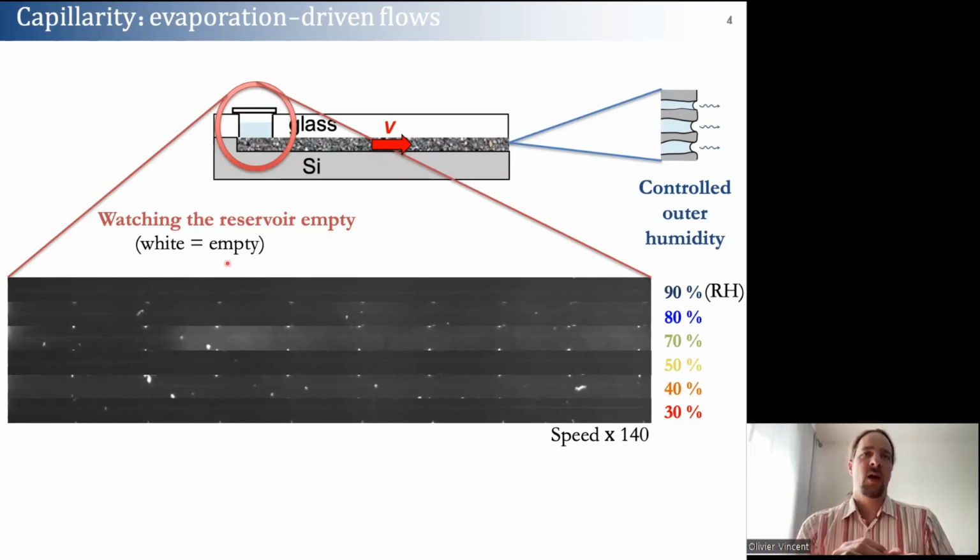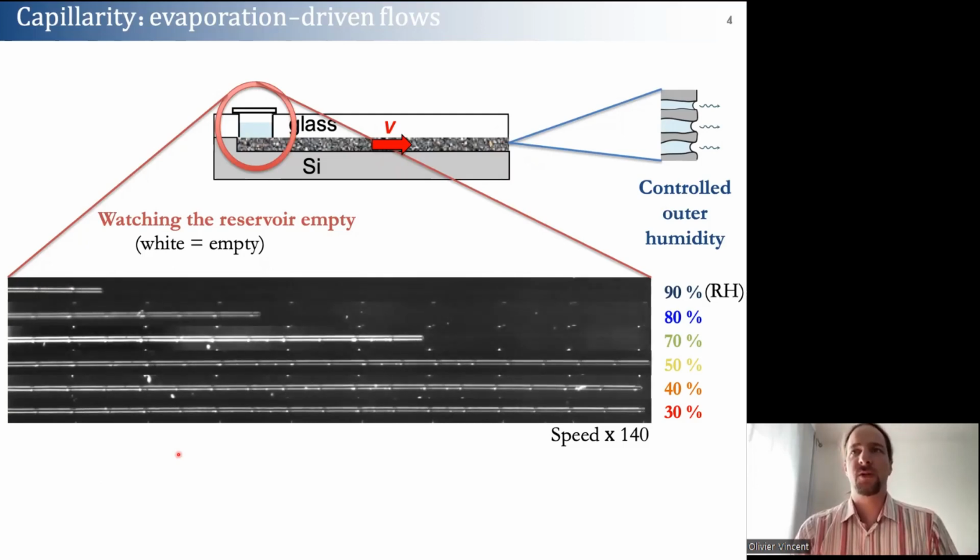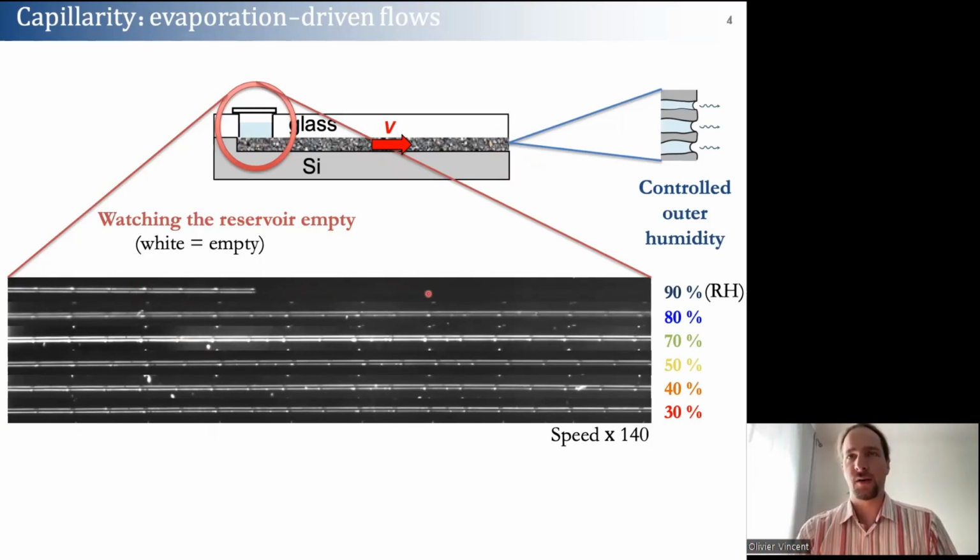Of course, it's a serpentine channel, and we will see some of its length here. And each line that I show here is an experiment with a different humidity. So when we put the system in a given relative humidity, you see the system starting to empty. So the bright part here is where the gas is, and here the liquid. And it's just the reservoir that we see here again.